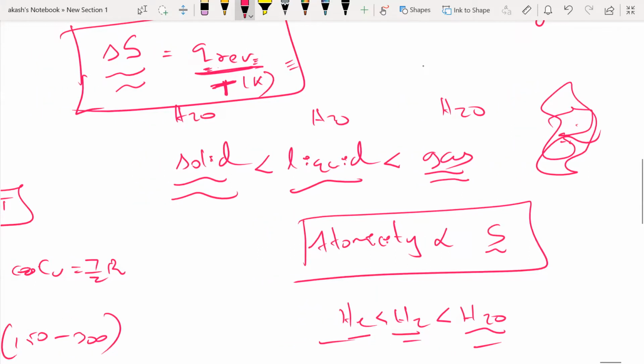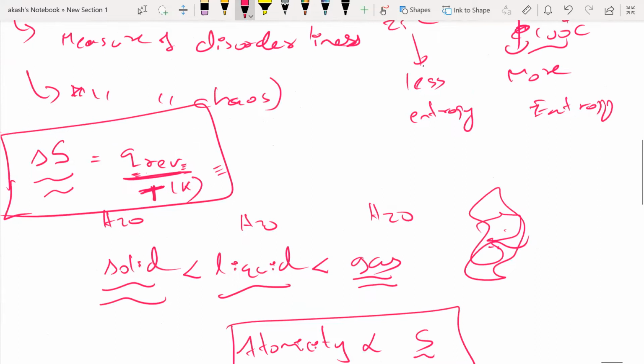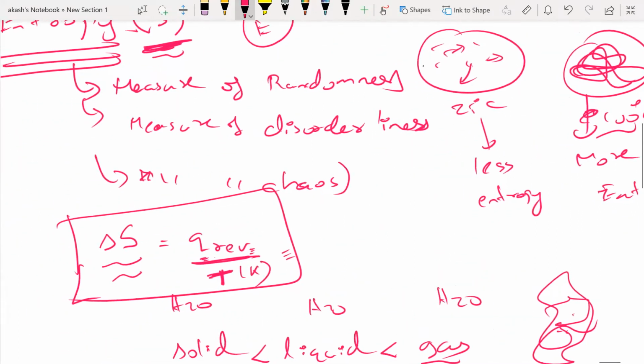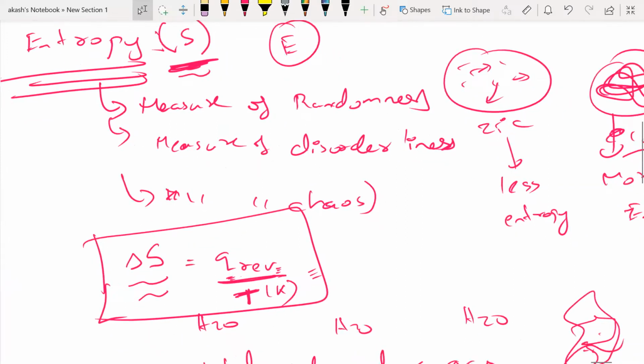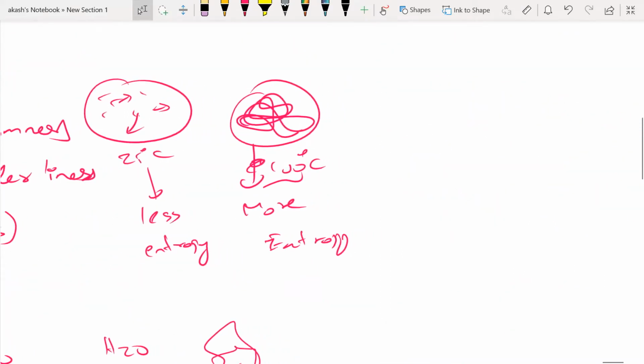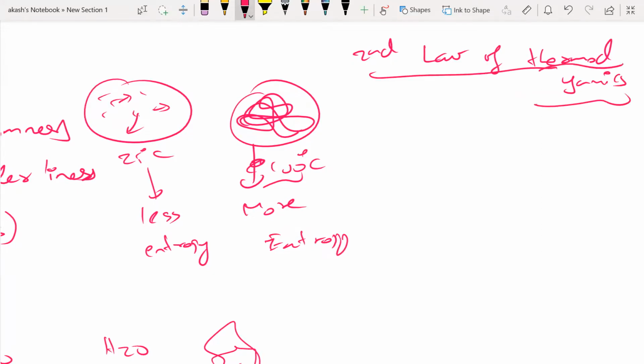Based on this particular entropy, that is where we go for the definition of the second law of thermodynamics. The second law of thermodynamics is entirely based on this term, entropy. Take down a statement, people.